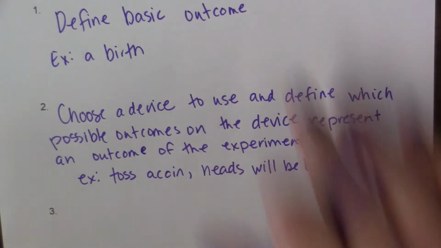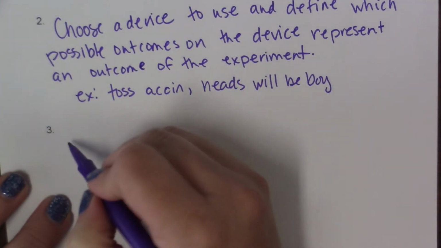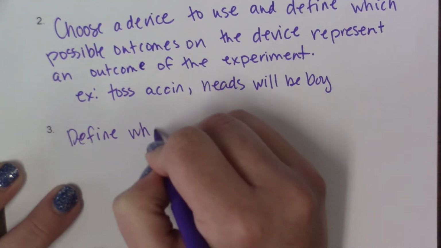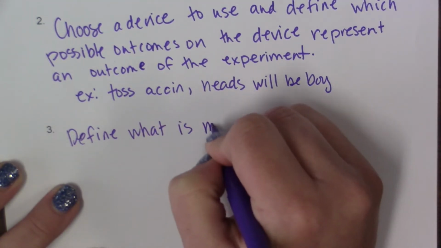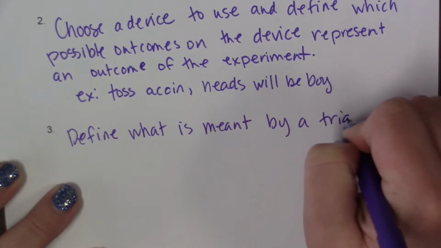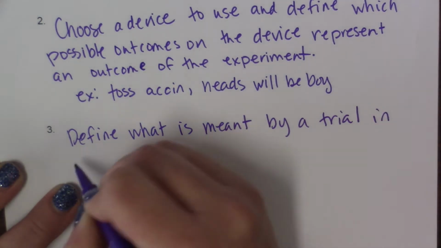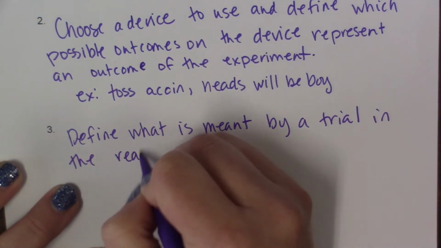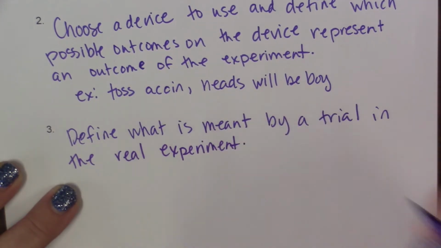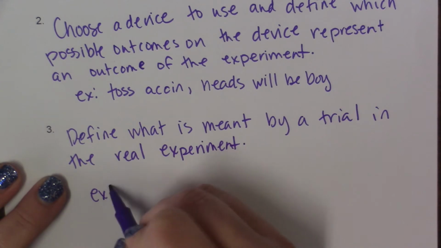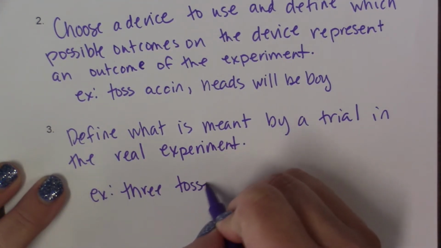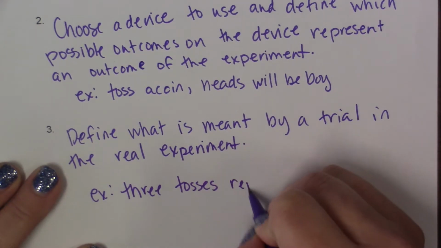Our third step is to define what is meant by a trial in the real experiment. So for example, 3 tosses represent 3 births.